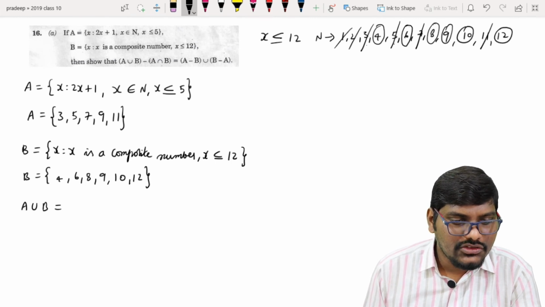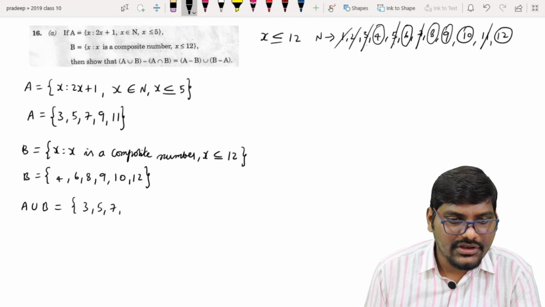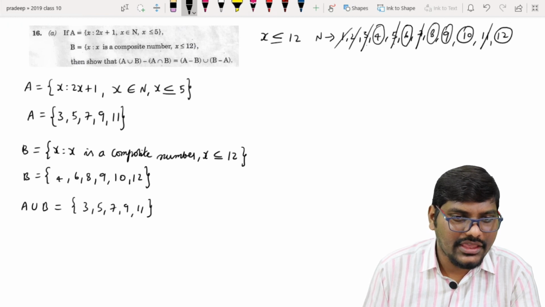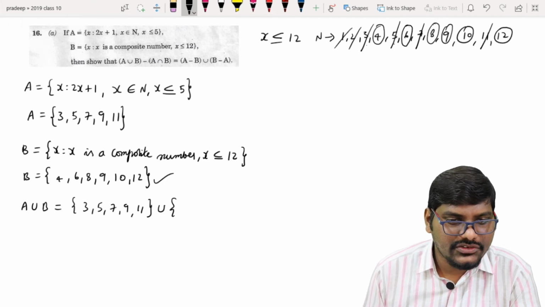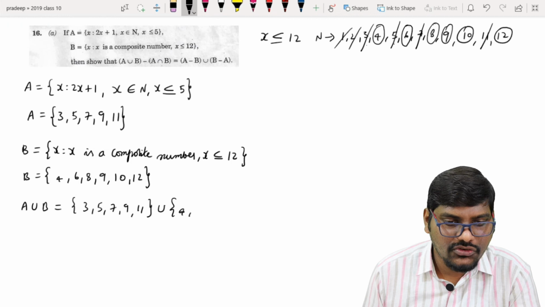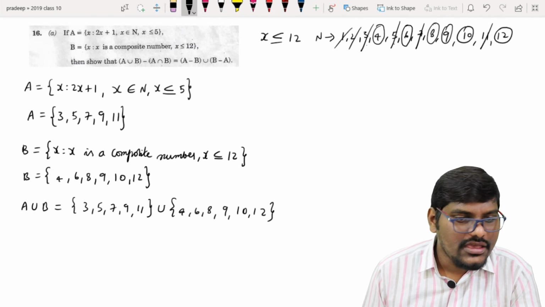A union B, so what is set A here? 3 5 7 9 11 is the set A. Here is the A. So what is the B set here? This is the B set, so I can write this as 4 6 8 9 10 and 12. So this is the B set.